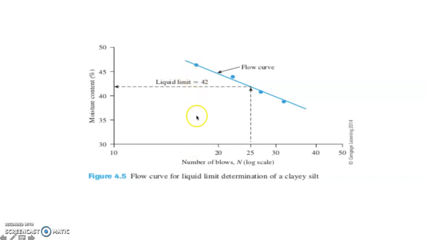For example, the first trial, you have 16. On the second trial, you have 21. For example, the third trial, that is approximately 27. On the fourth trial, this is 31. So you have to plot your curve.